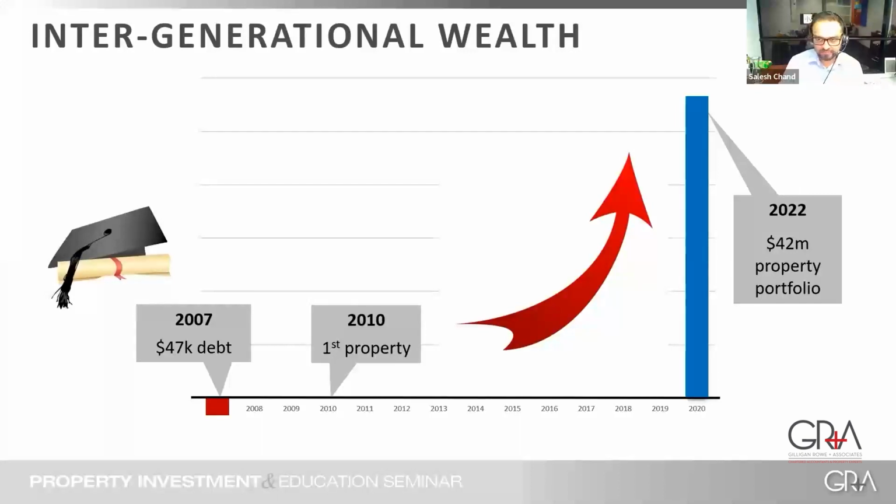So today, 2022, we have over $42 million in our property portfolio as of today, right? And we're cash flow positive. We're about 400 to 500 grand cash flow positive. We're less than 50% geared now. And any surplus income we get, we pay off our debt. Our priority is to pay off our debt.